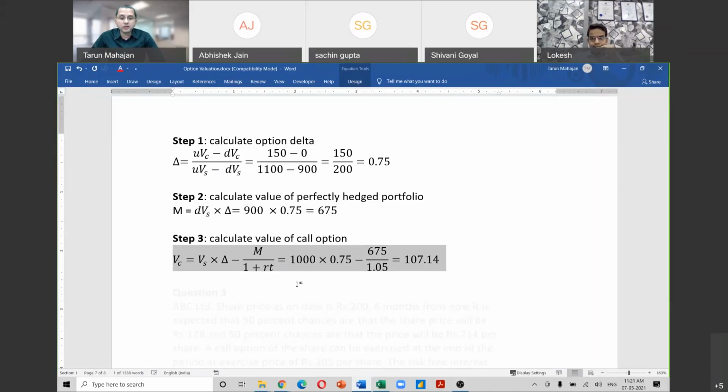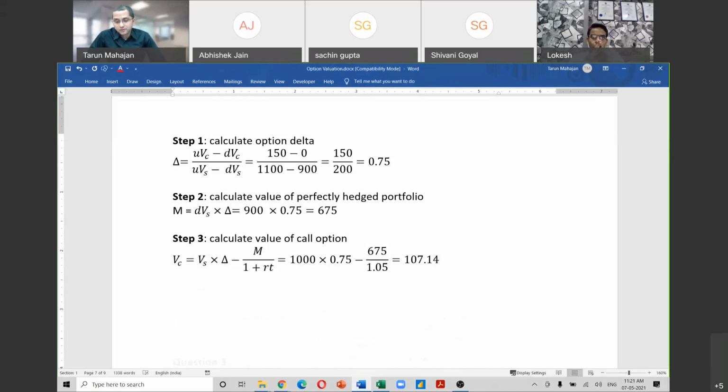Now try to recall, in the same example when we made valuation at expiry, the value was 50 rupees. Then we made valuation before expiry, ignoring volatility. The value was 95.24. And now before expiry, considering partial volatility, the value is further higher, 107.14. Now this is the ideal value. If the actual value is not equal to this value, then there will be arbitrage.